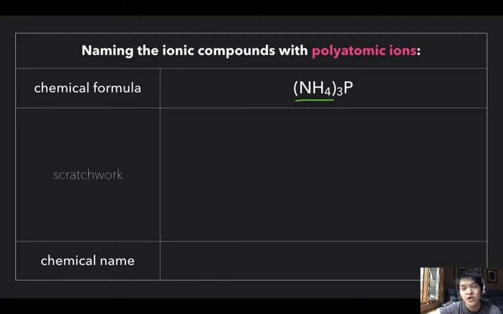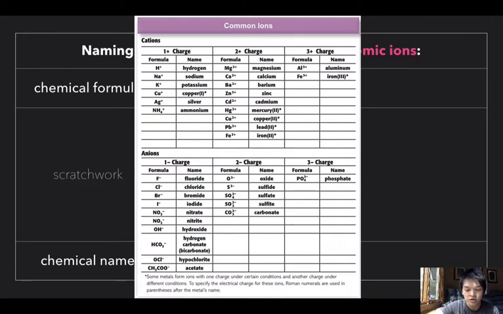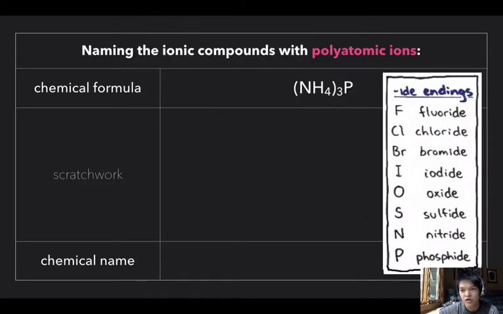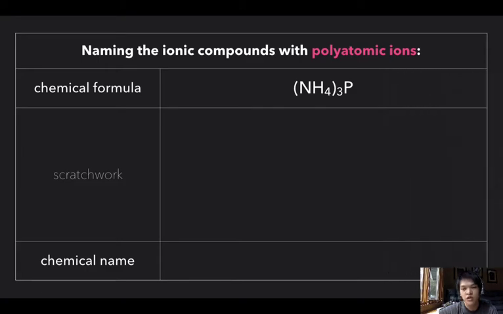Let's take a look at our next example. NH4 here is going to be our polyatomic ion, and then P is going to have an IDE ending. So let's find NH4. NH4 on this common ion table is right here. It's ammonium. Try to remember that. And then we're going to figure out what the phosphorus is with an IDE ending. It's phosphide. So we go ahead and write those two names down, ammonium phosphide.